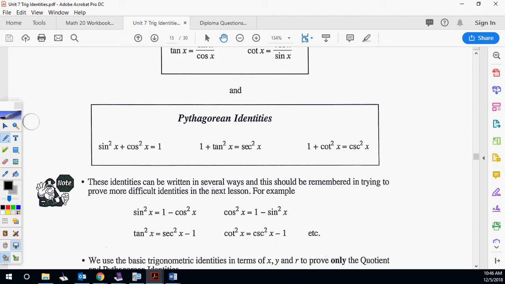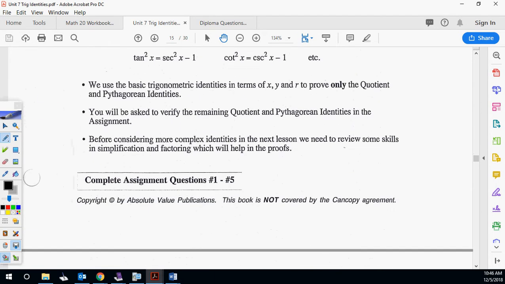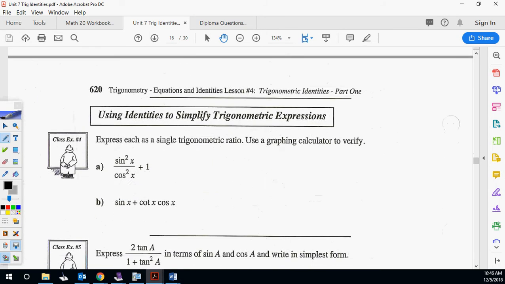All right. So let's get to a couple examples here. I don't need to read this to you right here. Let's just go.